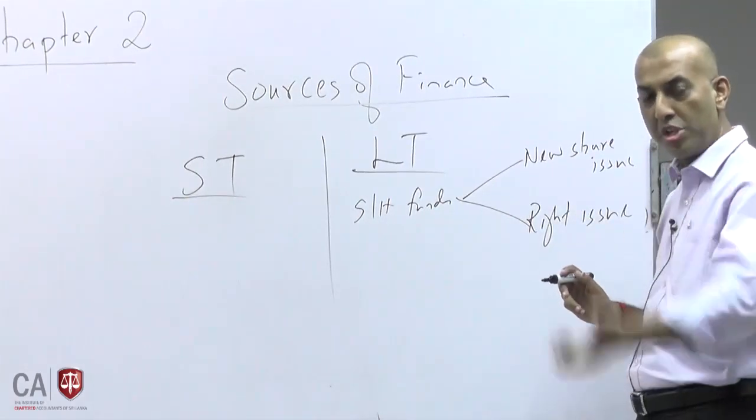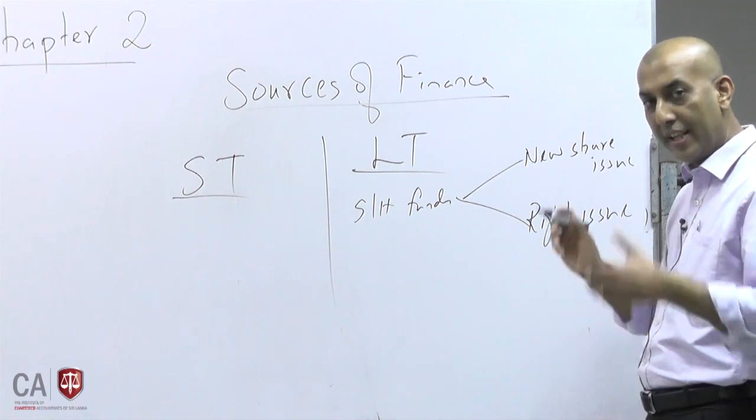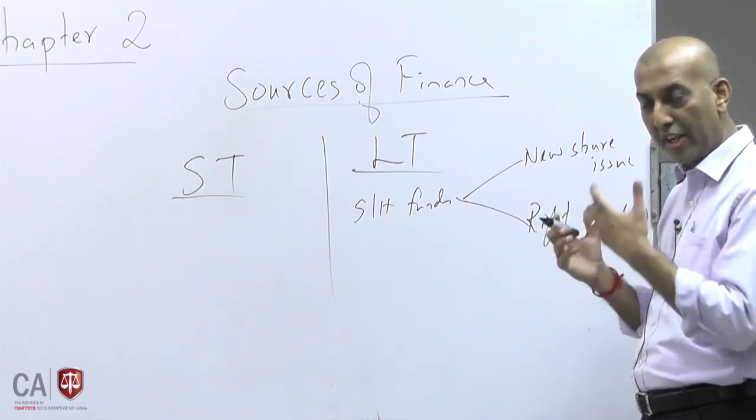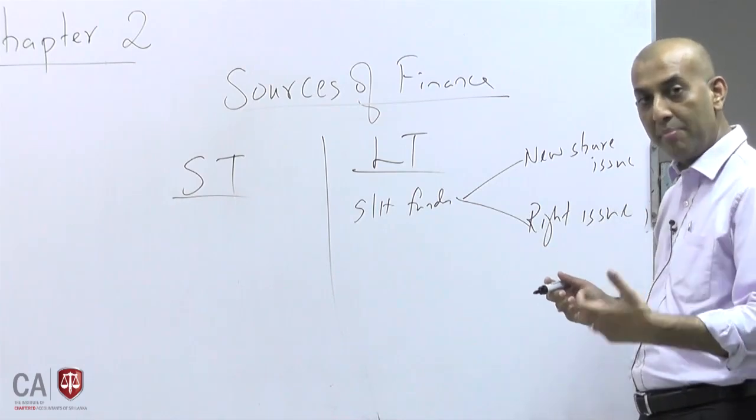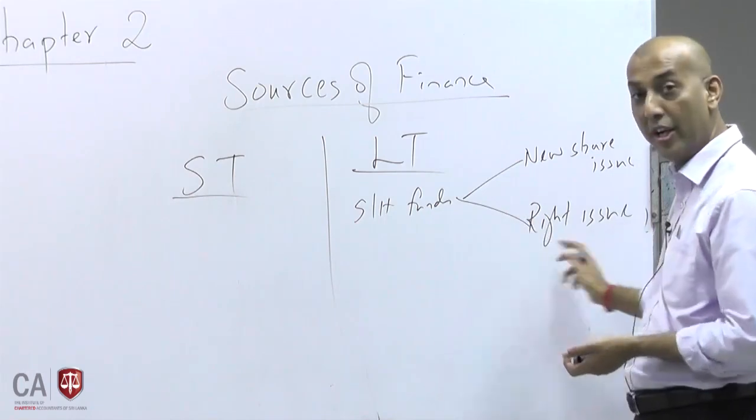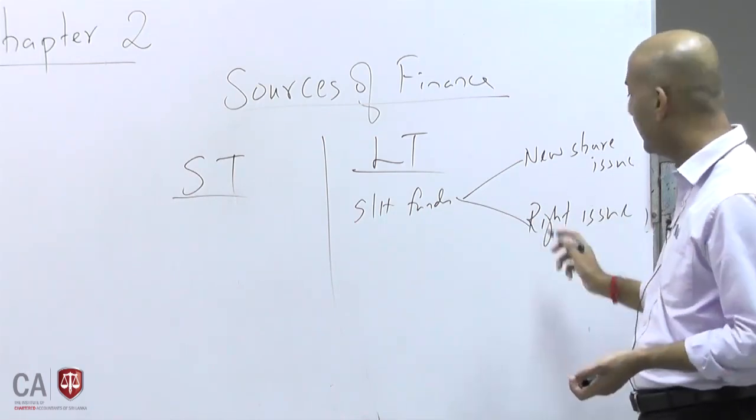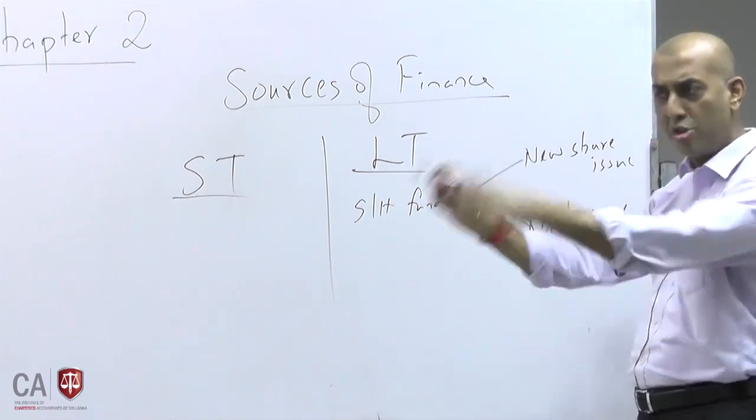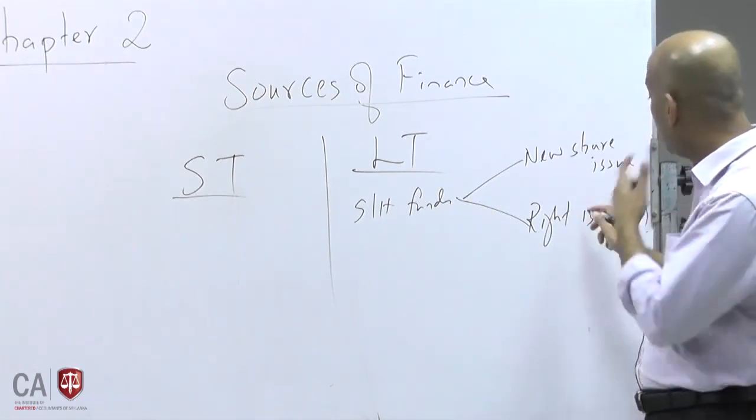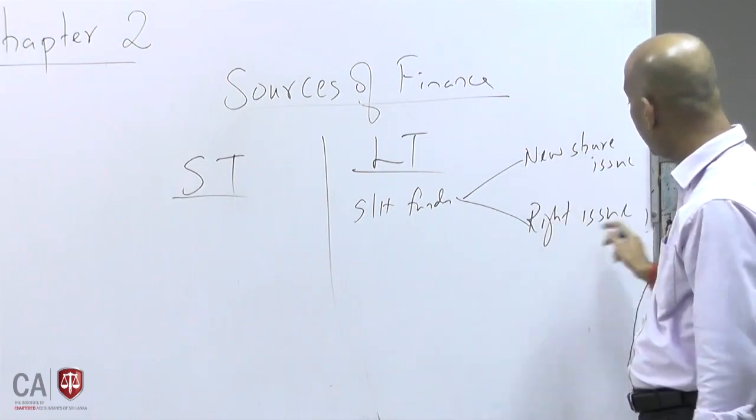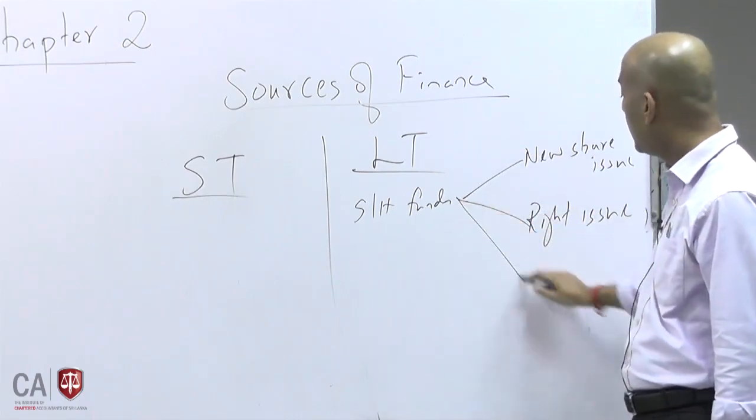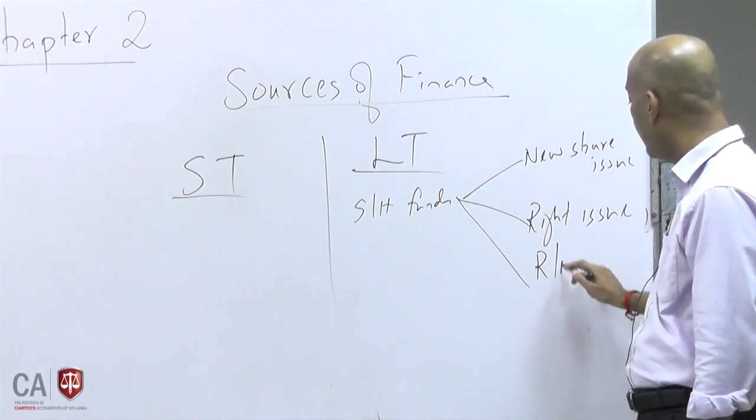Right issue is the new shares you are issuing to existing shareholders. You are issuing shares in proportion to their shareholding at a price below their market price. Below the market price, you issue shares to the existing shareholders in the proportion of their shareholding. This is right issue. New share issue is where you are issuing shares to the public, so the public will be buying the shares. So this is the public issue. The other is the issue to the existing shareholders. The shareholder funds can have retained earnings.